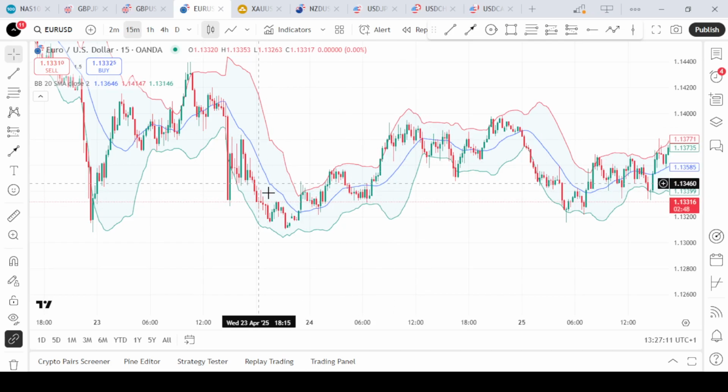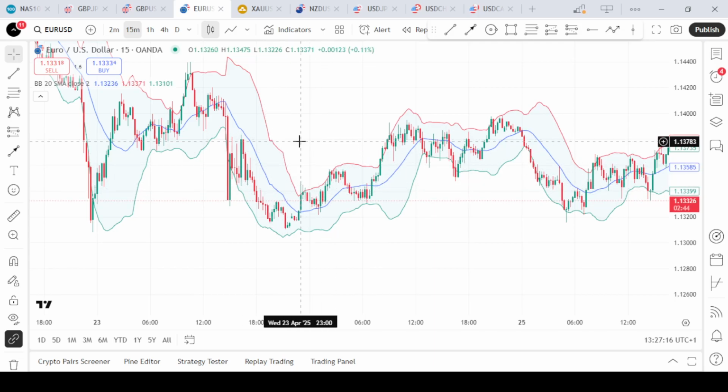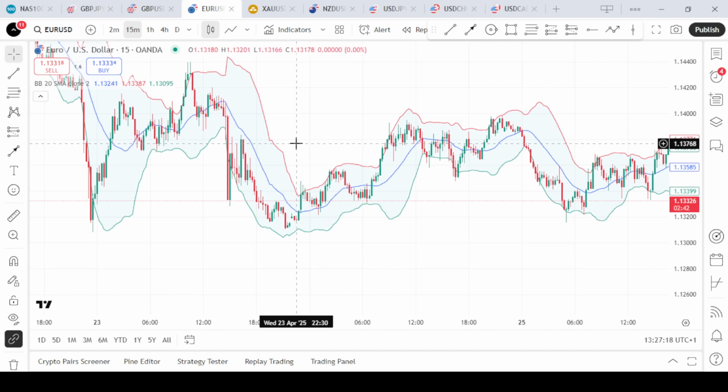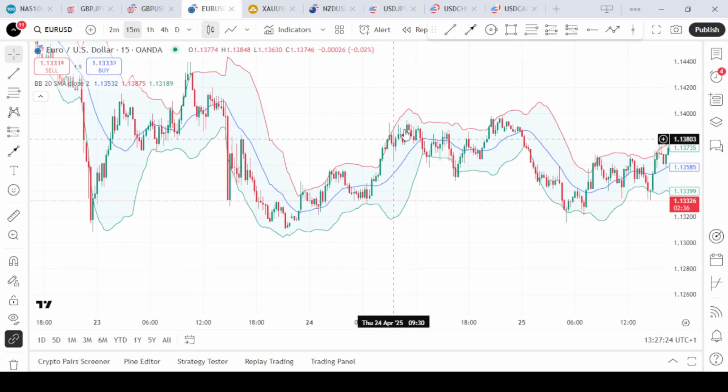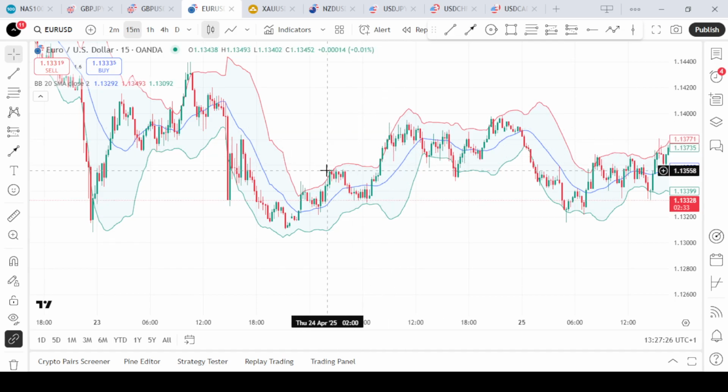The second line we are going to talk about is the upper band, and this is calculated by adding two standard deviations to the middle band. Now this line reflects the upper boundaries of price movement during high volatility. Now we have the lower band, which is calculated by subtracting two standard deviations from the middle band. Now this line reflects the lower boundaries of price movement during high volatility.